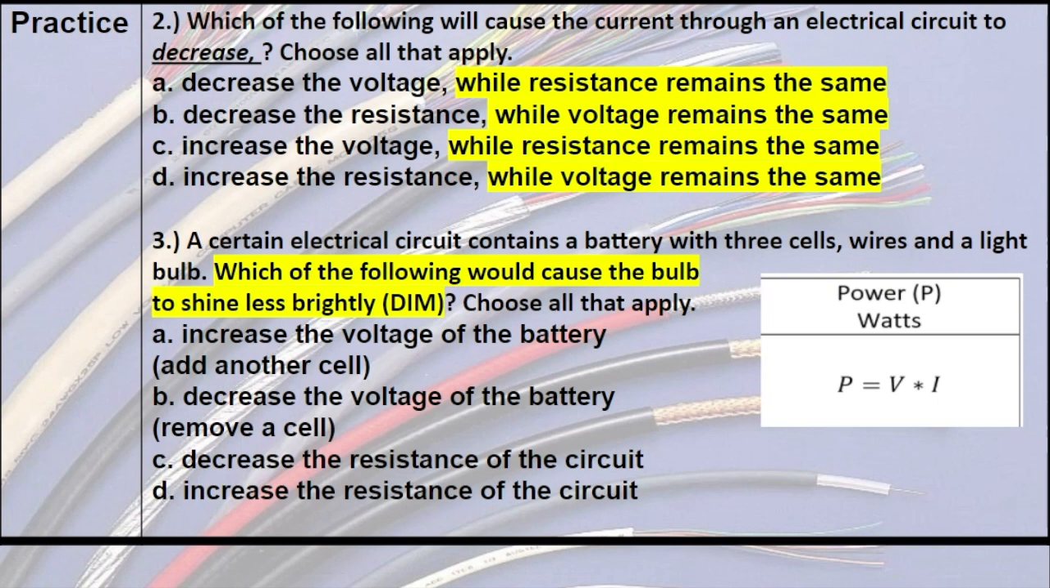Option B is that we decrease the resistance while voltage remains the same. Option C, increase the voltage while resistance remains the same. Or option D, increase the resistance while voltage remains the same.